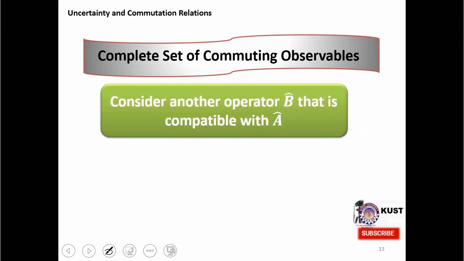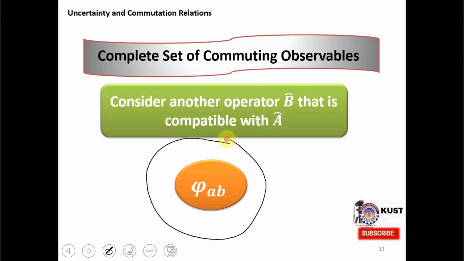So consider another operator B that is compatible with A. Operator A is degenerate, having a degenerate eigenvalue, and B is compatible with it, but non-degenerate. So this φ_AB will be another set over here. This is the eigenvalue of φ_A, but this is the eigenvalue of φ_B. You see that this is non-degenerate, this is non-degenerate, and this is degenerate.